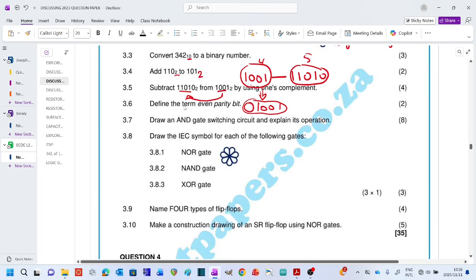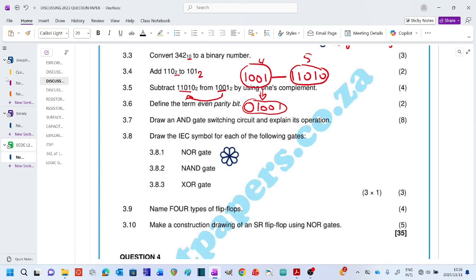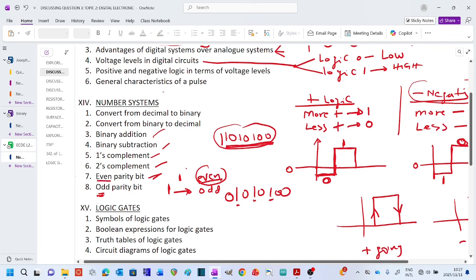All right, 3.6, define the term even parity bit. So we have discussed even and odd parity bit. Even parity bit: the extra 1 that must be added to the word to make the number even. And odd parity bit: the extra 1 that must be added to the word to make the number uneven or odd. So that's actually the definition.